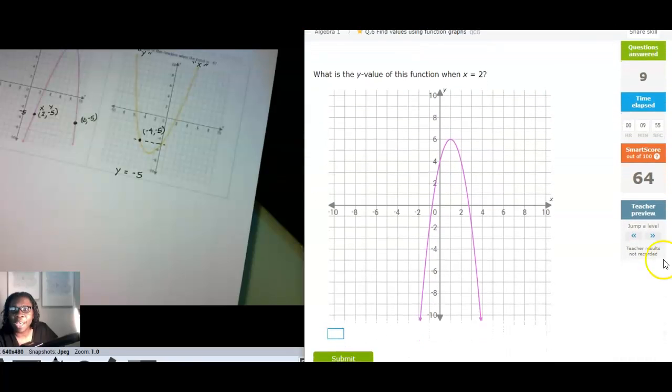What is the y value of the function when x is equal to 2? So we're going to come over here to 2, and we're going to take our cursor and go on up till we hit the drawn portion, which is the graph, and that is 4.